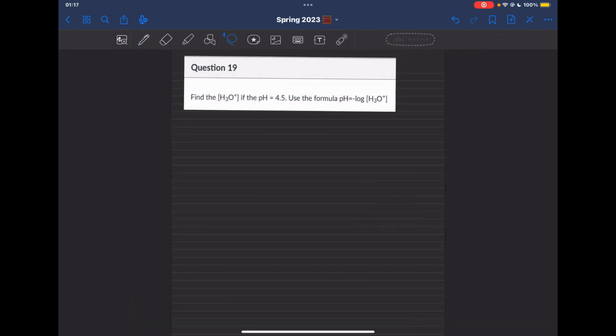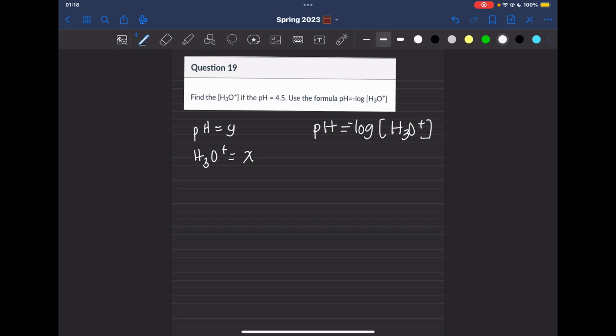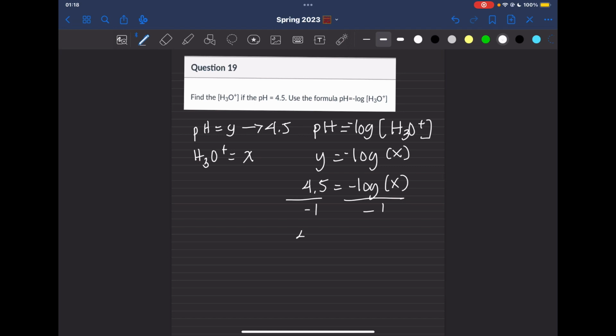It's asking about the pH. So we should know that pH is Y and the hydronium ion is X. So we have pH equals negative log of the hydronium ion. So it's y = −log x. And then it says that the pH is 4.5. So it's 4.5 = −log x. Divide both sides by negative 1. So I have −4.5 = log x.